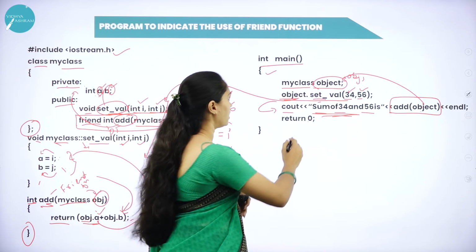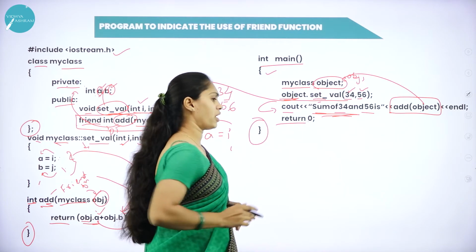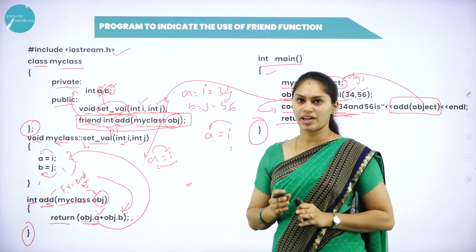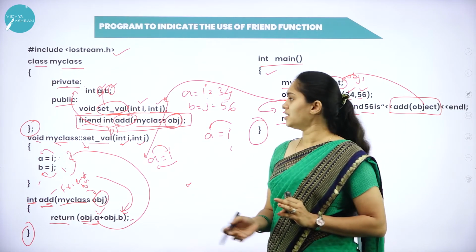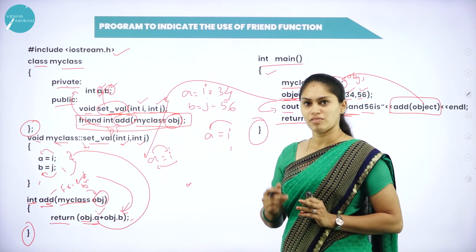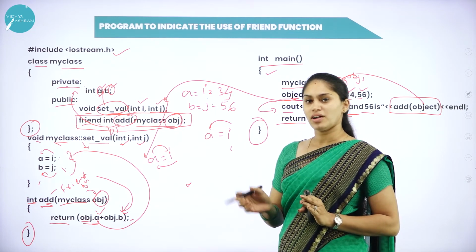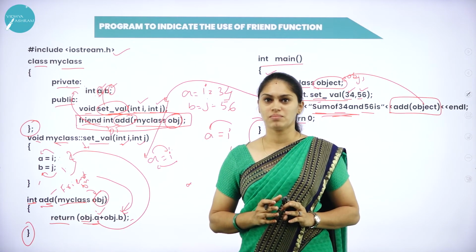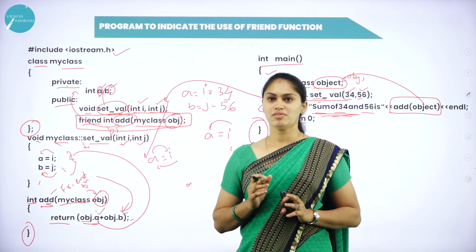So return 0, then I am going to end the main function. I hope you understood this friend function. If I want to access the private and protected members of a class, even though I am not a member of the class, at that time I have to go with a friend function. So that is regarding friend function.